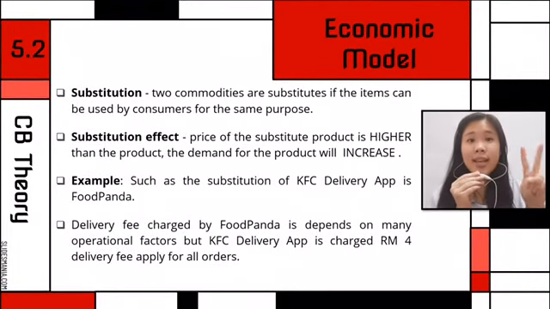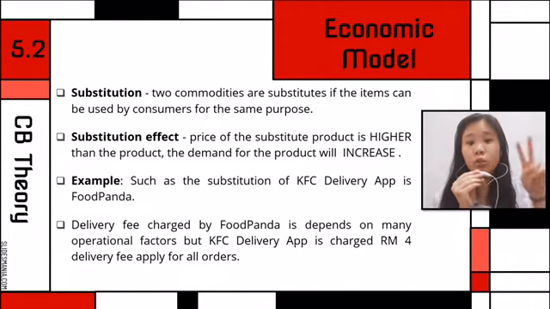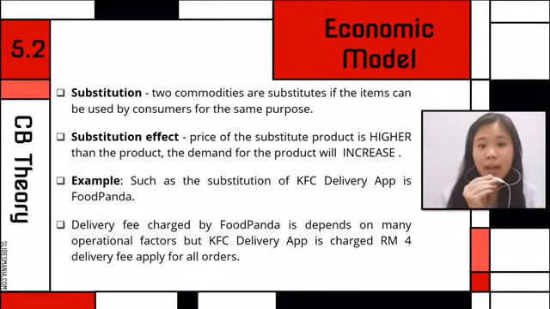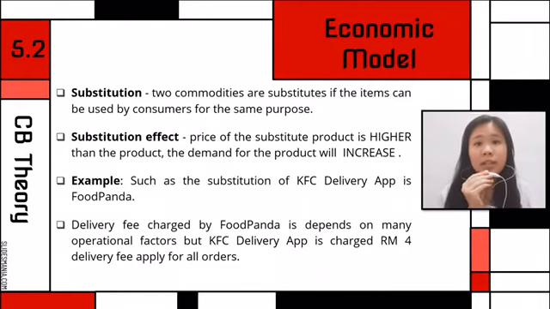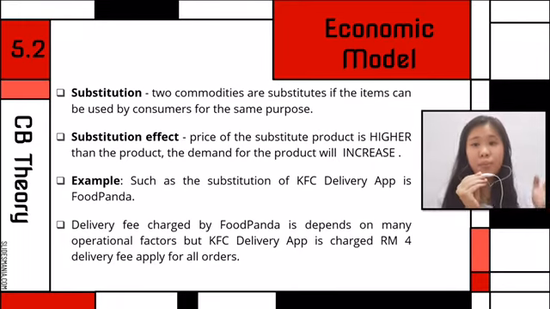Next, the second effect is substitution effect. The meaning of substitution is that two products are substitutes if the item can be used by the consumer for the same purpose or function. The substitution effect is that if the price of the substitute product is higher than the product, the demand for the product will increase, such as the substitute of KFC delivery apps, which is Foodpanda.